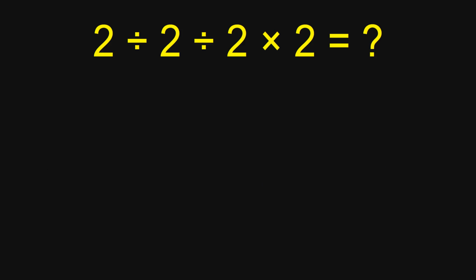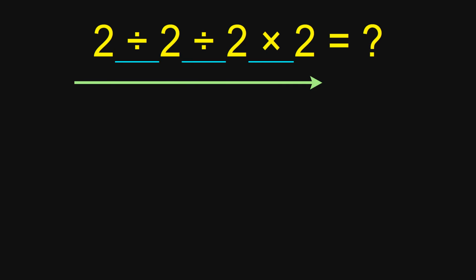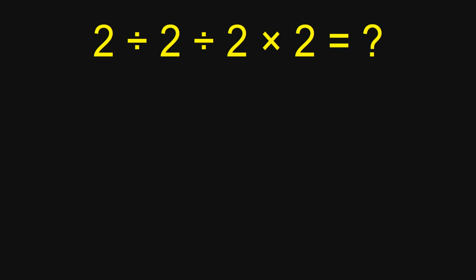In this problem we have 2 divided by 2 divided by 2 times 2. According to the order of operations, we have to work from left to right. So first we have to do this division, then this division, and finally this multiplication. If you do this multiplication before this division, it's wrong. And now let's start our solution.